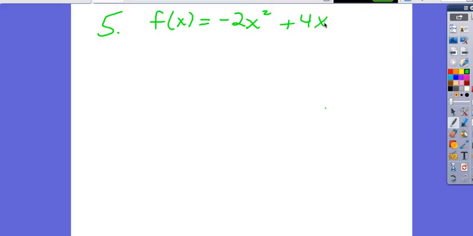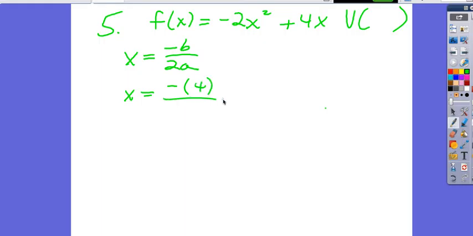Okay, we talked about how the very first thing that we do is we find the vertex. So to find the vertex, we're going to use our formula x equals negative b over 2a. It's on your worksheet. So then we plug into this. So x equals negative parentheses 4 over 2 times negative 2. Then we simplify. So negative 4 divided by negative 4 is 1. So we see that our x value is 1.